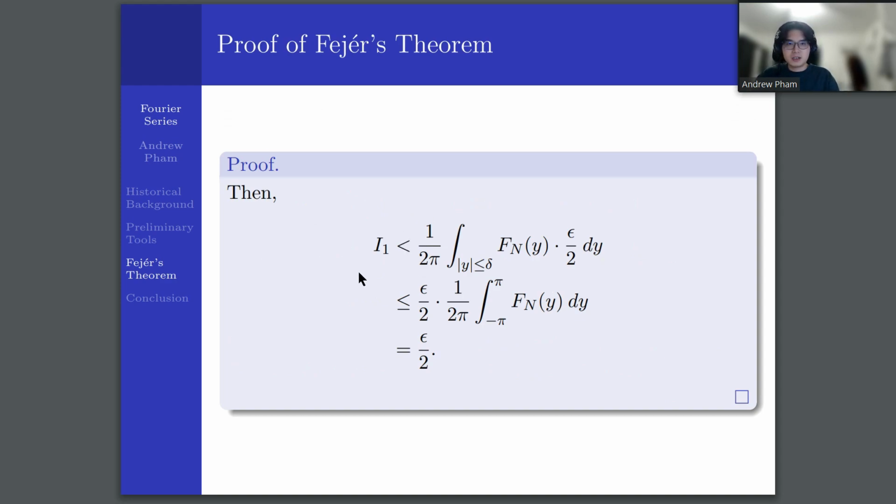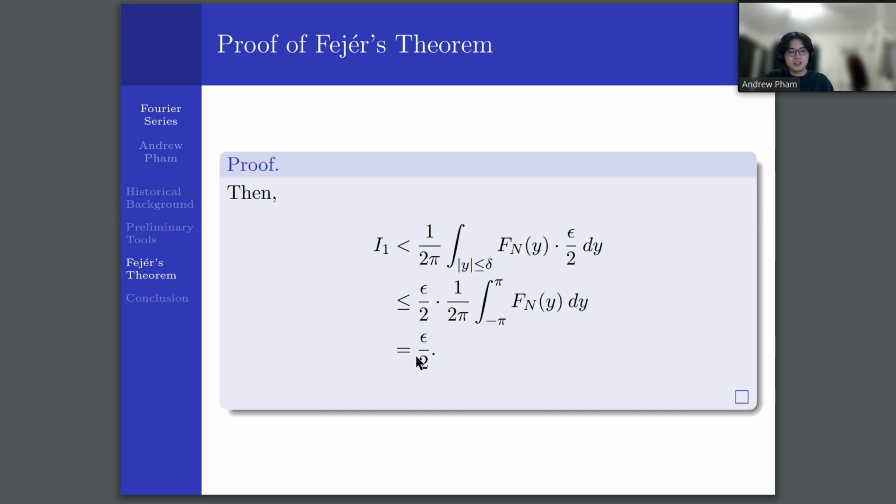Since f is bounded and uniformly continuous, we'll have that I1 is less than the integral of the kernel times epsilon over 2. Bringing that on the outside and taking this integral instead over the interval minus pi and pi, we can see that this integral will go to 1 due to the normal property, and we'll get our epsilon over 2 as needed.